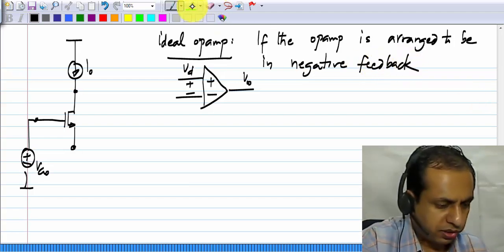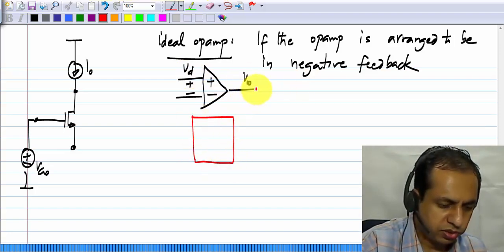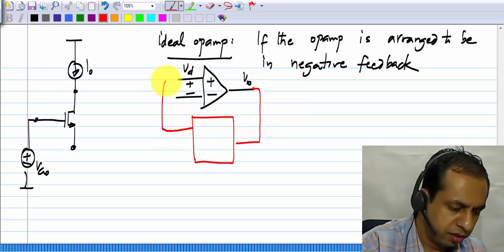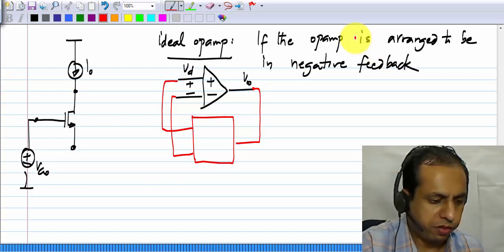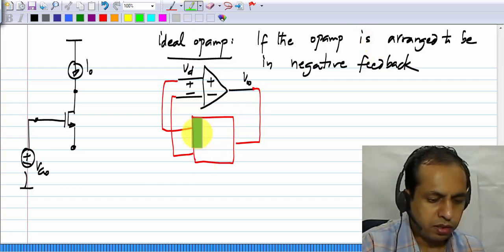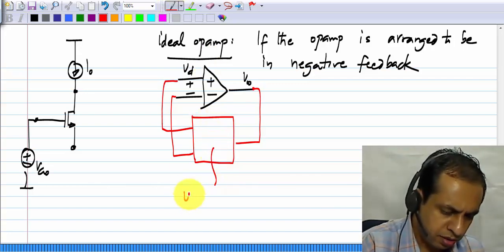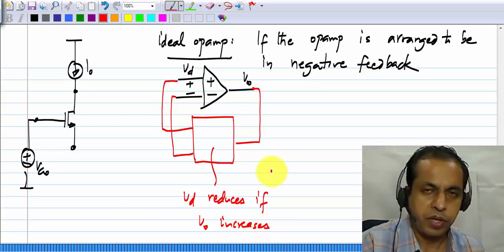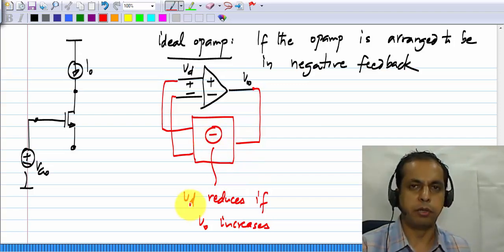what does that mean? There is some circuitry around the op amp. You can't use the op amp just by itself without anything else. So there is some circuitry around the op amp. Okay, VO gets connected to that, and the input terminals of the op amp also get connected to that. What is the meaning of negative feedback? It means that the action of this circuit, whatever is the rest of the circuit, is such that VD reduces if VO increases.